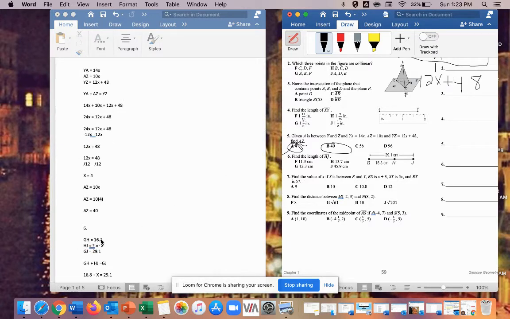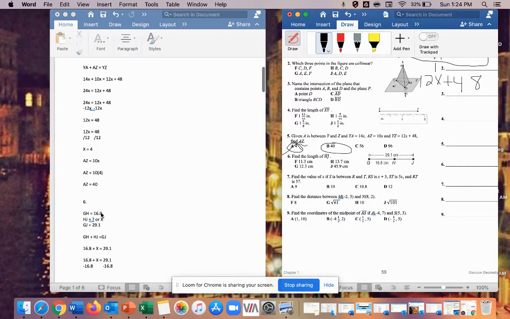Greg to Herschel is 16.8. Herschel to Jake, we don't know, so we're going to signify it as X. We know the whole trip was 29.1. So if you add Greg to Herschel's trip plus Herschel to Jake's, you get the whole thing from Greg to Jake. All right, so sub in our numbers: 16.8 for the first segment, X for the second, 29.1 for the total.